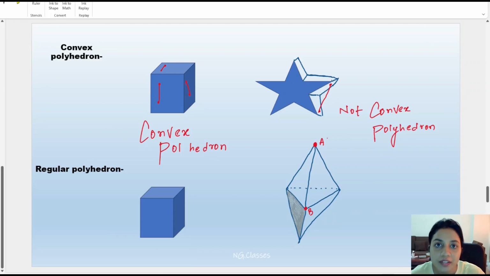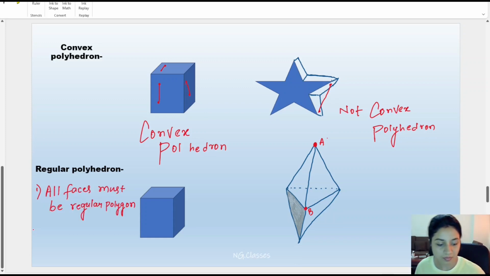Now, regular polyhedron. There are 2 conditions which must be fulfilled, then only we can say the given polyhedron is a regular polyhedron. The first one is that all faces must be regular polygons. Now what is a regular polygon? Any polygon having all sides the same. Each and every side will be of the same measurement. That polygon is called a regular polygon. And the second condition is that the same number of faces must meet at each vertex.